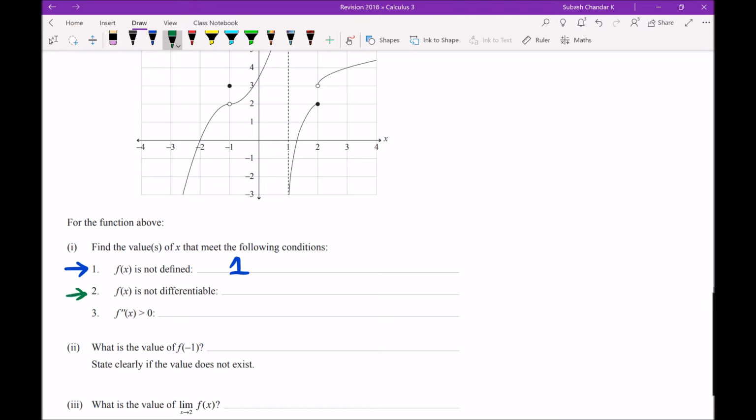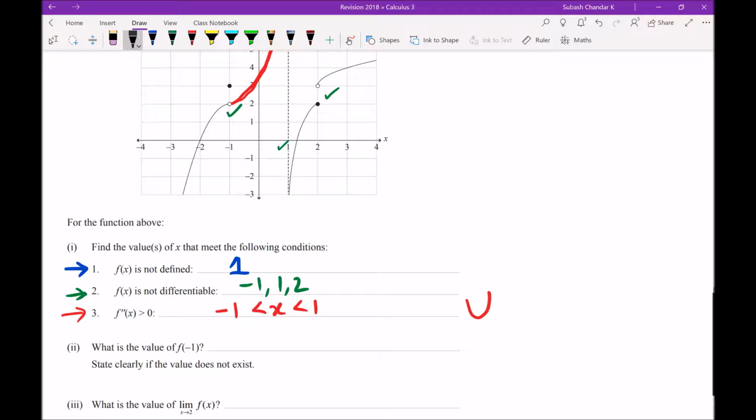That's number 1. Number 2, f of x is not differentiable. So starting from the left hand side, the first point being -1, the asymptote, and number 2. So we've got -1, 1, and +2. Then we have f double dash of x is greater than 0, which means we are looking for concave up. So the only place I can look at concave up is this right here. And our limits, well, it's going to be between -1 to +1.